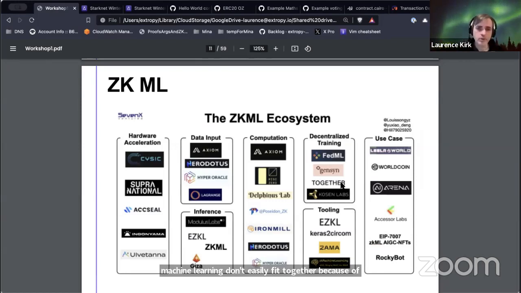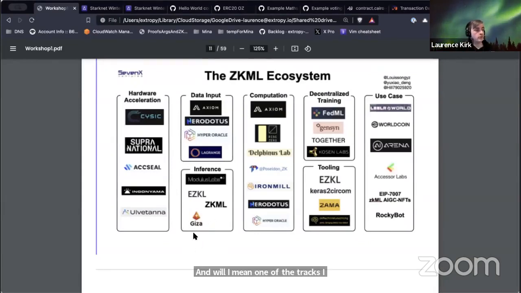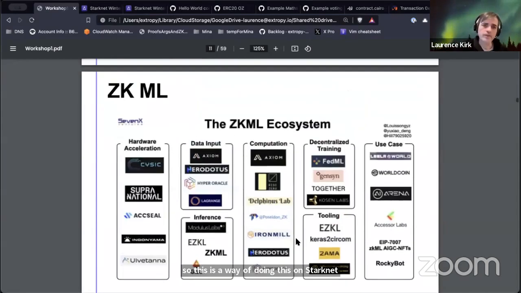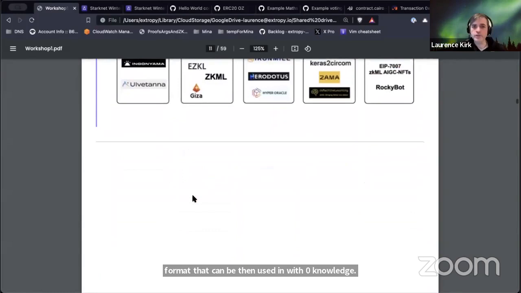But luckily, we've got some very clever people who have gone in and started to work on this and are starting to make progress. One of the tracks I think is from Giza. So this is a way of doing this on StarkNet. This is just a general diagram for other projects. It is an area that has a lot of potential, but it is quite early. So I would say worth having a look at. And I know Giza has been around for a while, and they've started to collaborate with other people and started to integrate some established standards within Giza to help people who've come from a machine learning background get their tools and the results into a format that can then be used with zero knowledge. So let me know if you're interested in that area any further.